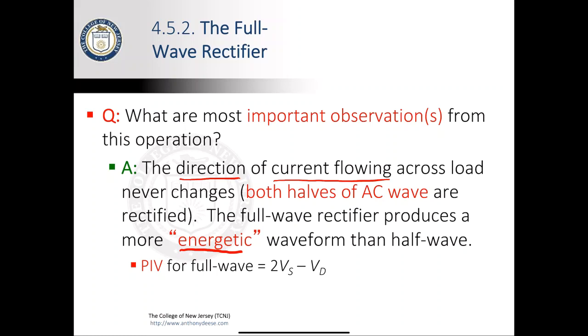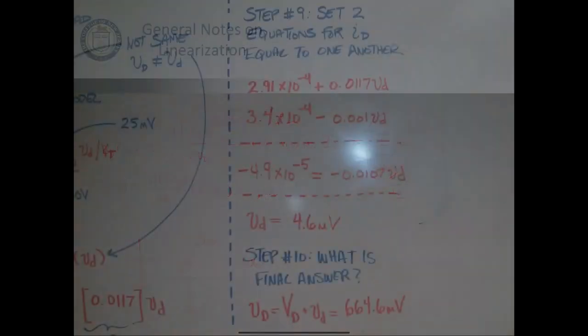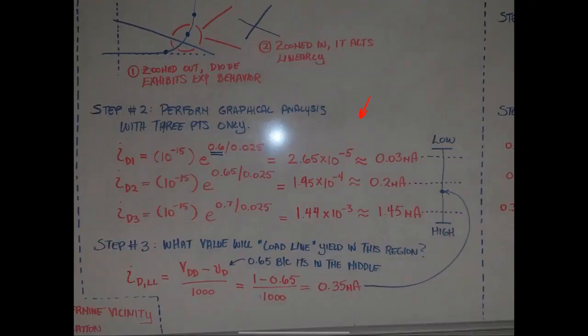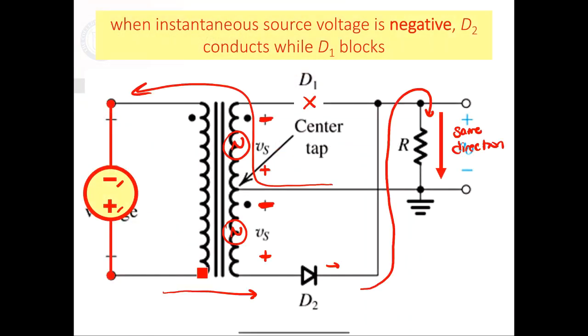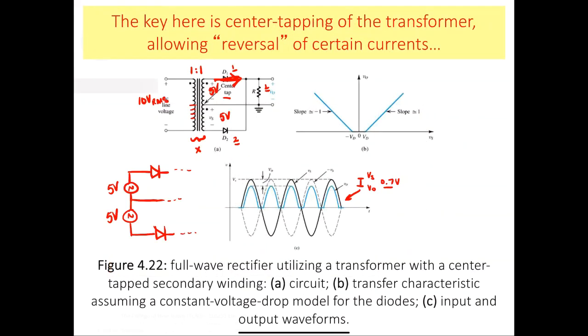And now, let's talk about this for 1 second. It's telling us that the peak inverse voltage for the full wave is 2 Vs minus Vd. But why is that the case? So let's go back here for a second. Okay, so PIV. Let's ask ourselves for a second.